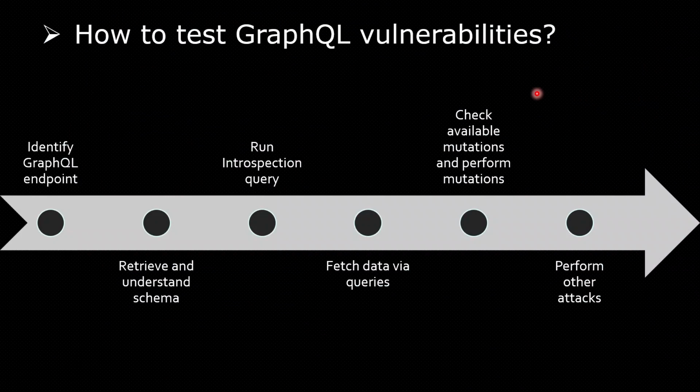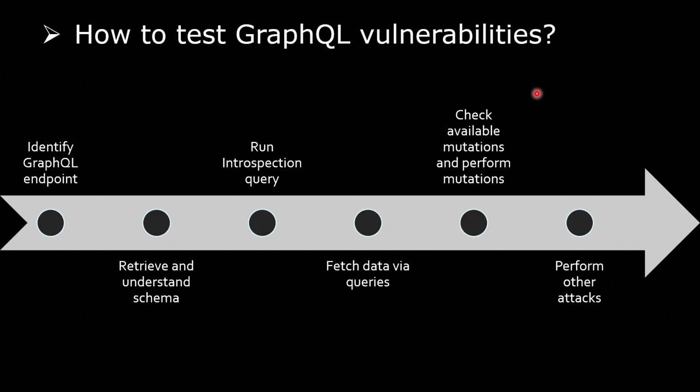Now this is the methodology to test a GraphQL web application. First, you need to identify whether the application is using GraphQL or not. If it is, what is the endpoint of that GraphQL? After that, you need to retrieve the schema from the GraphQL endpoint, and then you need to understand the schema. After that, you need to run the introspection query.